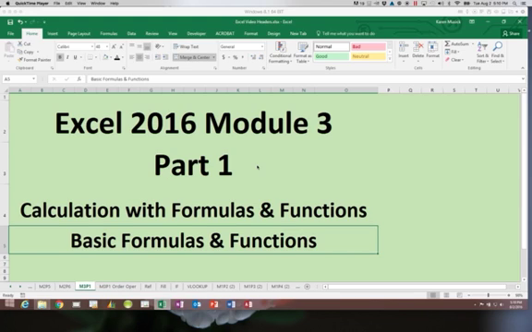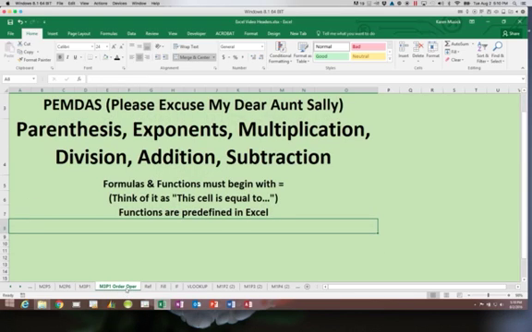So in the beginning, what I want you to remember is your order of operations. So if that acronym does not help you remember those, you need to find a way to remember them. You also need to know that formulas and functions must both begin with an equal sign. So you can think of it as this cell is equal to, and then the formula follows. Functions are predefined in Excel, and so we will learn several of those throughout the semester.